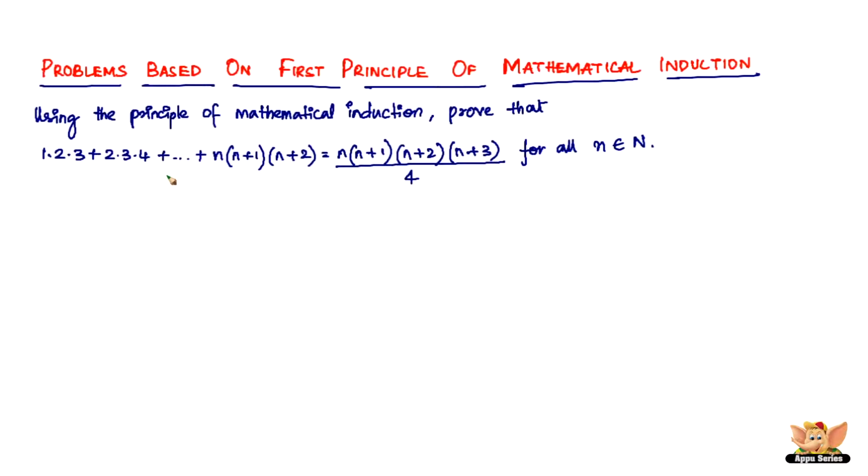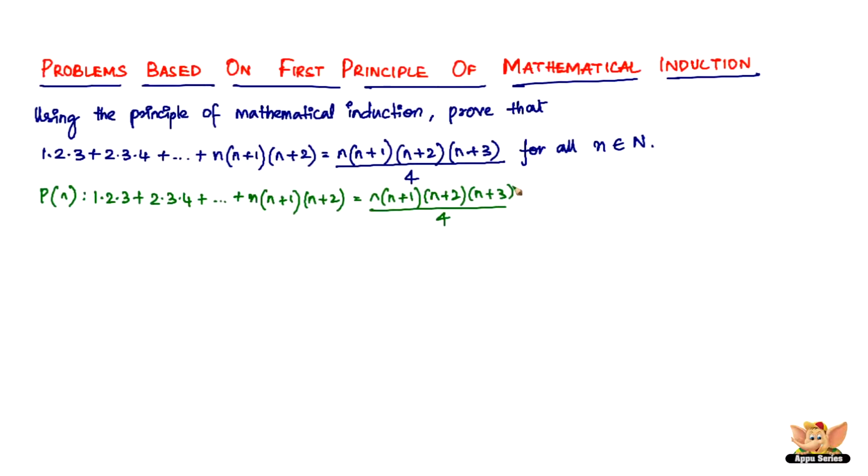Again, this may seem a little lengthy and different from the previous problem, but the concept is entirely the same. So let P of n be the statement 1 times 2 times 3 plus 2 times 3 times 4 plus dot dot dot plus n times (n plus 1) times (n plus 2) equals n times (n plus 1) times (n plus 2) times (n plus 3), the whole divided by 4.